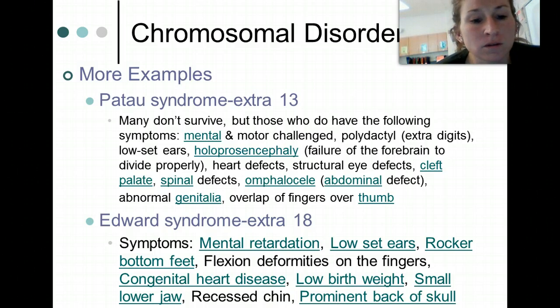And then Edwards syndrome has an extra 18. Again, you got mental challenges, low set ears, rocker bottom feet, congenital heart disease. You can read the rest of them there.